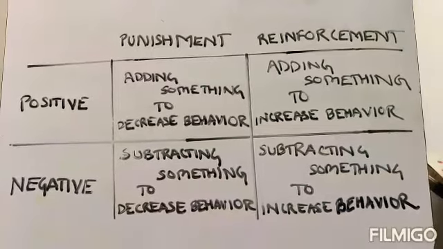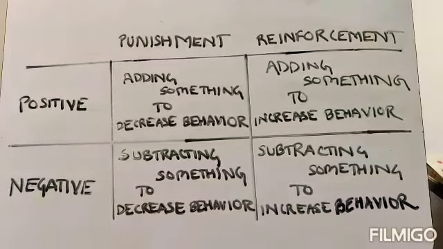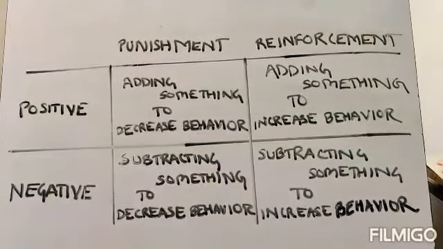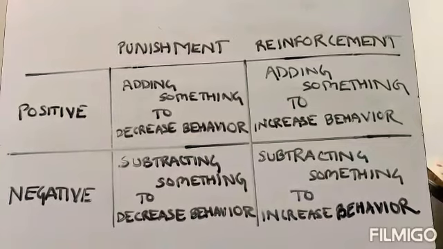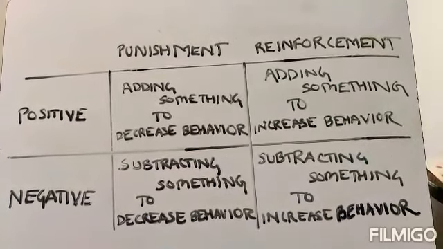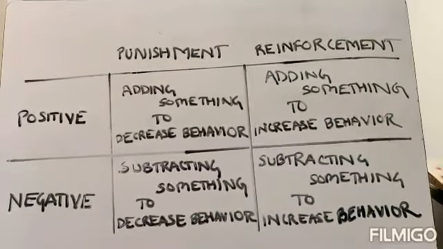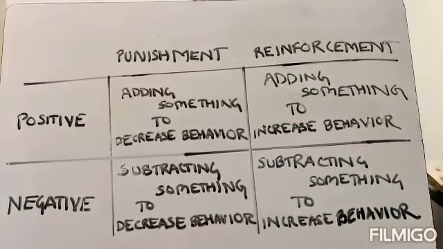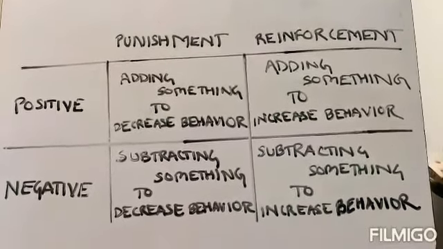Now, let's see the final type of operant conditioning, which is known as extinction or negative punishment. Here is a chart showing the different types of operant conditioning. It can be broadly distributed into 2 categories, punishment and reinforcement, which can further be broken down into positive or negative depending on the means involved.